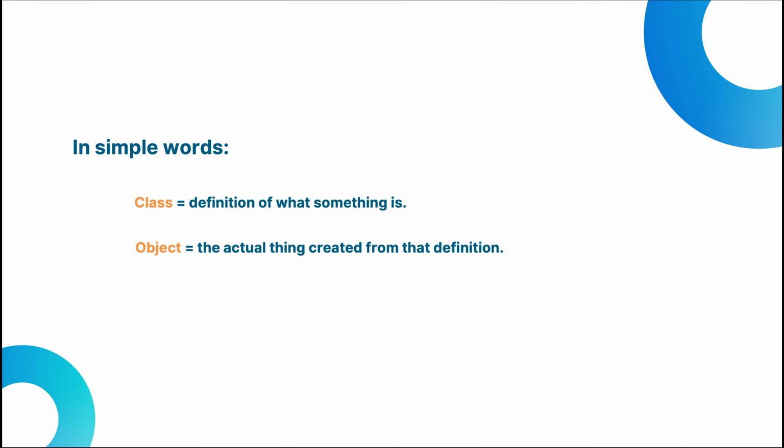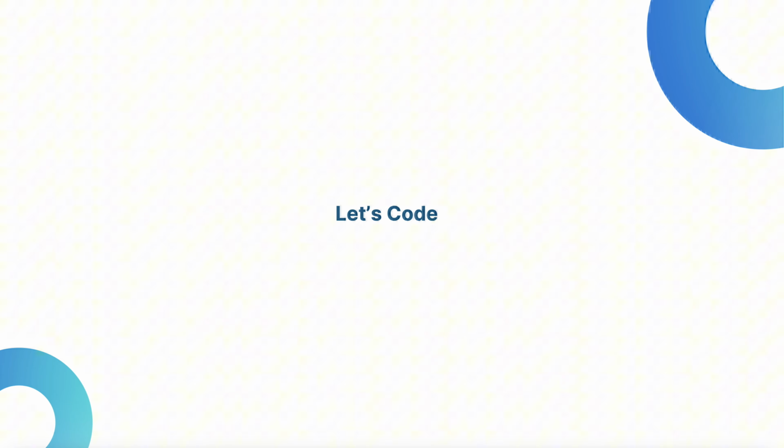In the simplest terms, a class is the definition of what something is. An object is the actual thing created from that definition. Think of a class as the recipe and an object as the cake you baked from it. You can always bake more cakes from the same recipe, each one with slightly different flavors and decorations.